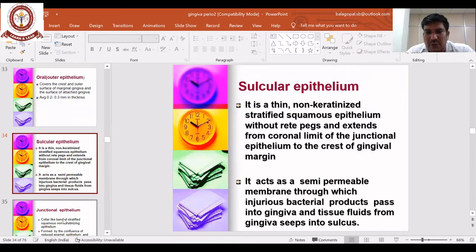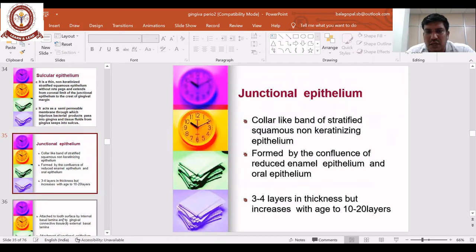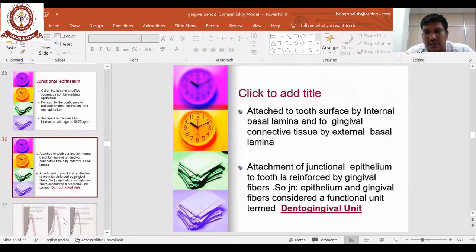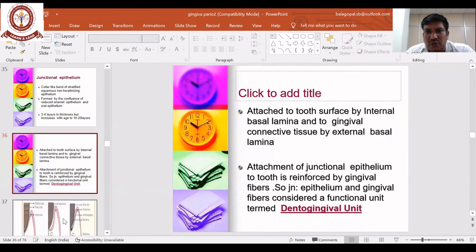It acts as a semi-permeable membrane through which injurious bacterial products pass into the gingiva, and tissue fluids from the gingiva seep into the sulcus. The important epithelium is called the junctional epithelium. It is a collar-like band of stratified squamous non-keratinizing epithelium formed by the confluence of the reduced enamel epithelium and the oral epithelium. It is 3 to 4 layers thick but increases with age to 10 to 20 layers. It is attached to the tooth surface by the internal basal lamina and to the gingival connective tissue by the external basal lamina.